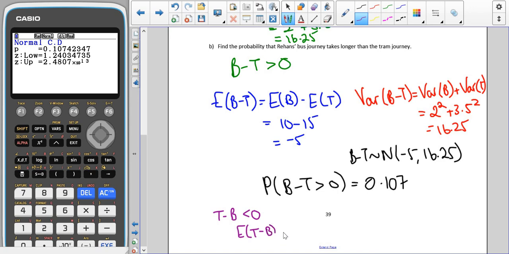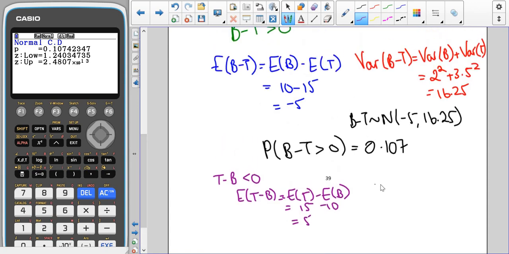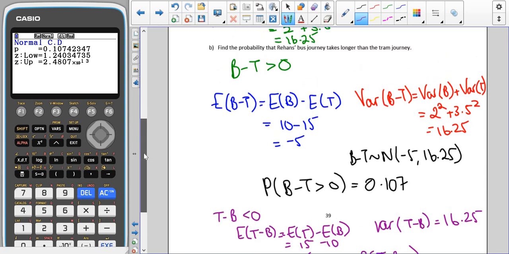The expected value of tram minus bus would be the expected value of the tram minus the expected value of the bus, which would give us 15 minus 10, which would give us 5. Your variance, though, for the tram minus the bus should still be 16.25. And then you would be looking at the probability that T minus B was less than 0. And it should give you the same value. That's completely fine. They are the same method. It's just that you've looked at it a different way round.